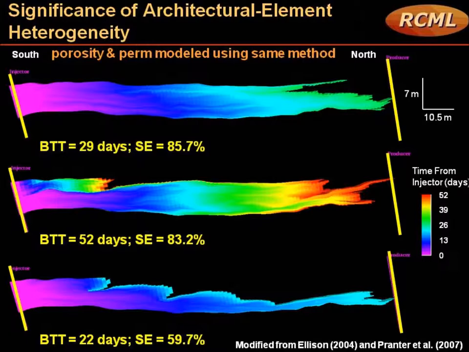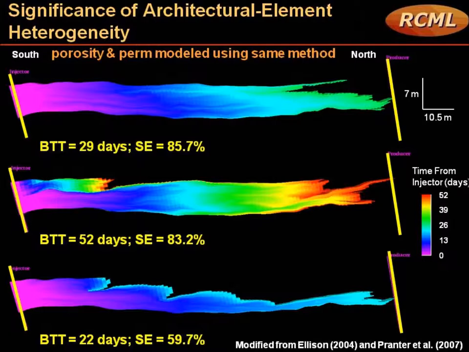So we can see here, getting back to where we were talking about short-circuiting versus if we have just baffles to flow. In the tank model, this shows breakthrough time versus sweep efficiency. We can see relatively short breakthrough time. The sweep efficiency here, as compared to the one here, is about the same.